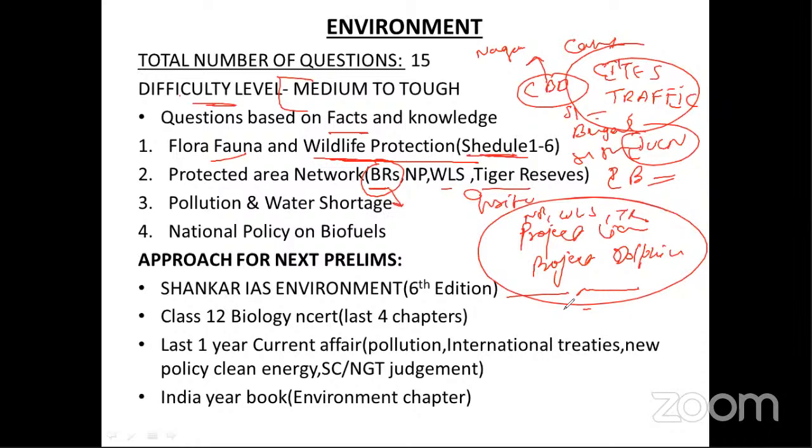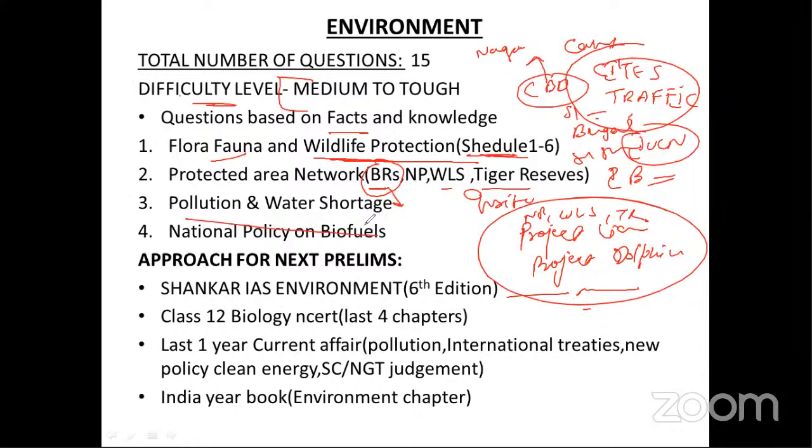So you have to just try to increase your thinking. Find out the important biosphere reserves recently declared by the government, and what are the important areas. Protected area network is a part of each. Now apart from this, pollution and water shortage is the major problem in India.